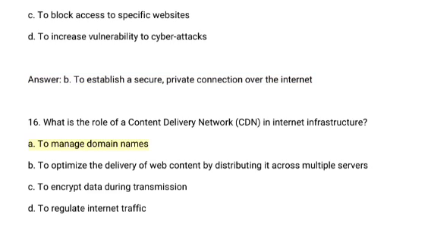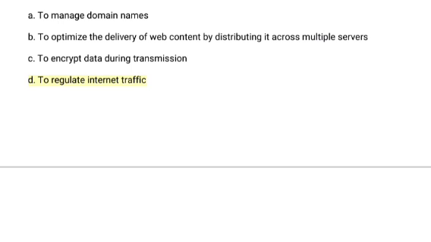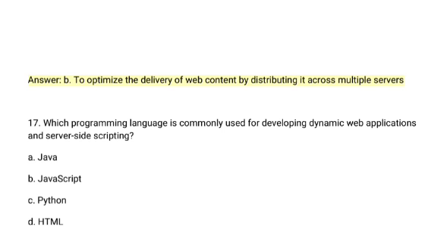16. What is the role of a content delivery network, CDN, in Internet infrastructure? A. To manage domain names. B. To optimize the delivery of web content by distributing it across multiple servers. C. To encrypt data during transmission. D. To regulate Internet traffic. Answer. B. To optimize the delivery of web content by distributing it across multiple servers.